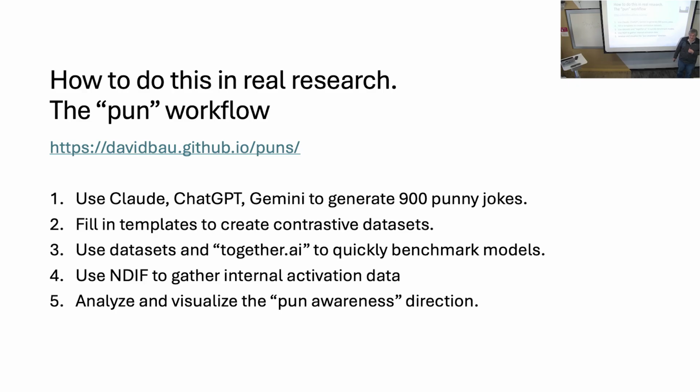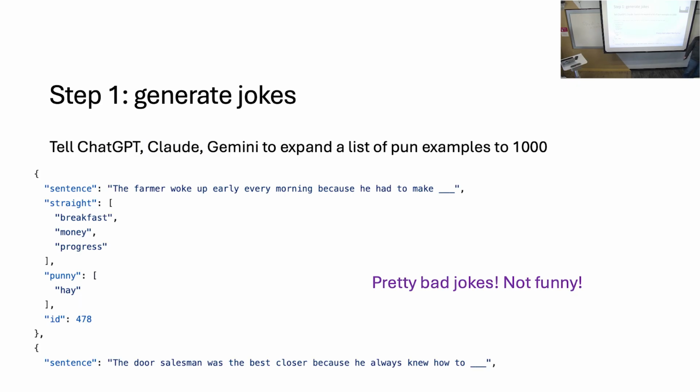That's okay. So the steps are like this. First we make some data sets, and we make contrastive data sets, and then we use them to benchmark models. After we benchmark models, we can use NDIF to gather internal activation data, and then we analyze it. I'm just going to step you through what each of these steps looks like, right?